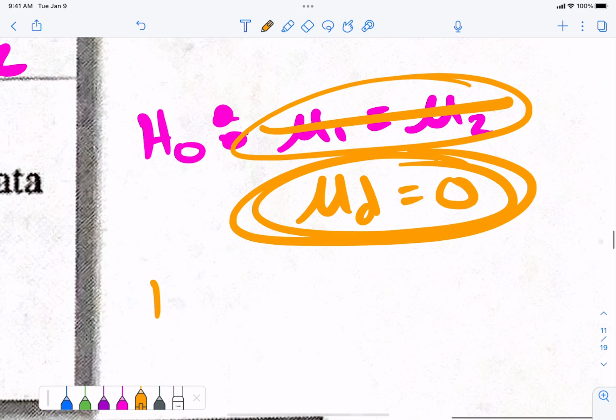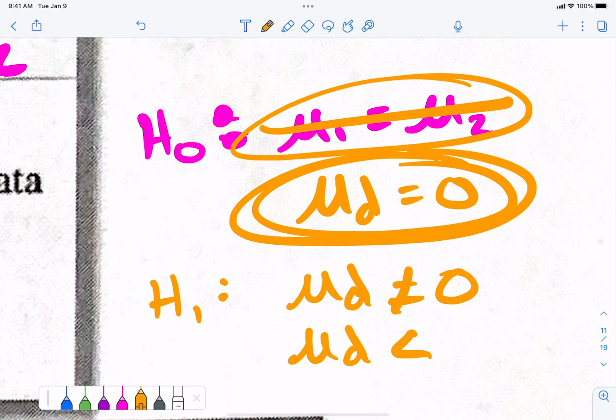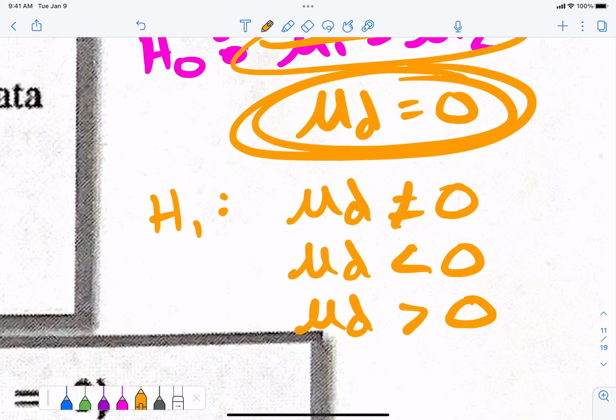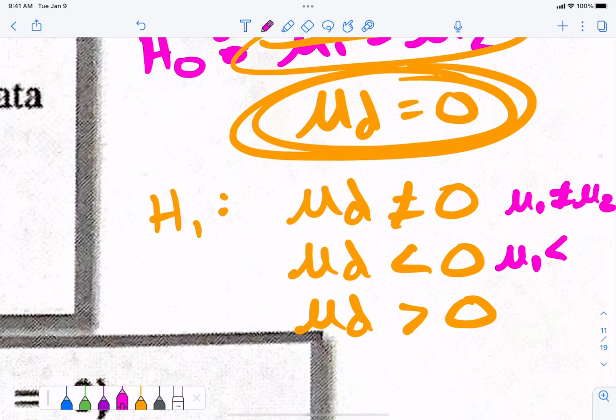Okay? And then for our H1, it's going to be that mu d is not equal to 0, mu d is less than 0, or mu d is greater than 0, okay? Now, if we say that, then that means that mu1 is not equal to mu2. That's what we would have said before. If mu d is less than 0, then that means that mu1 is less than mu2, okay? If it's greater than, then that means mu1 is greater than mu2.